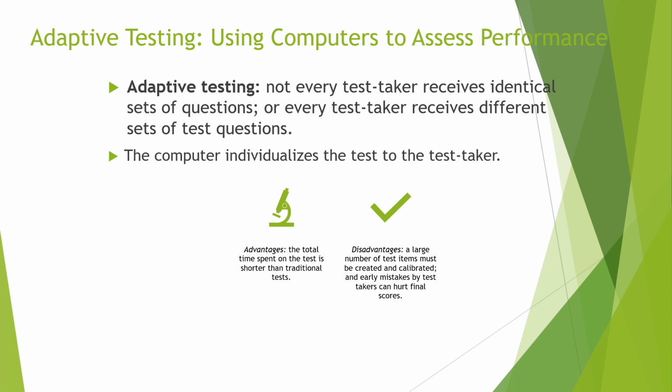The disadvantage is that a large number of the test items must be created and calibrated. Also, early mistakes by the test taker can actually hurt their final score. Because if you get something wrong, you're going to go to an easier type of question. If you get that one wrong, you're going to go to an easier type of question. So it sounds like it could be good, but if you make a lot of those early mistakes, it's not actually a good thing.